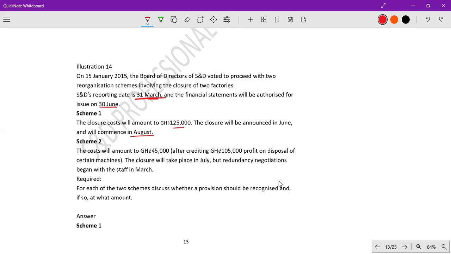So it occurs after the financial statement will even be authorized for issue. Is that not the case? Yes. So can there be any provision?